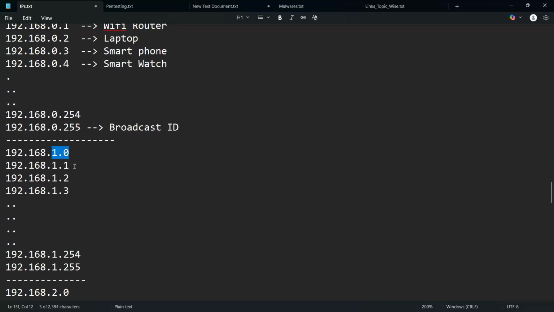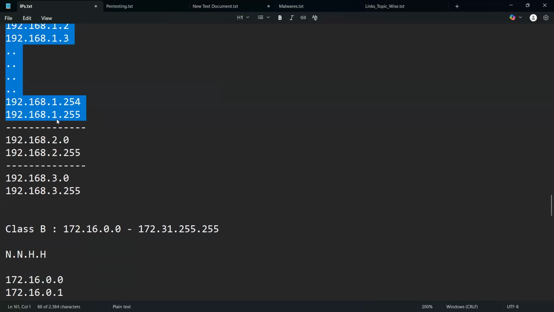And from 1.0, we have a completely new network. Okay. So from 1.0 to 1.255, that's a separate network. All these devices can communicate with each other. They're the 192.168.1 dot network. Okay. And this also has 255 IPs.